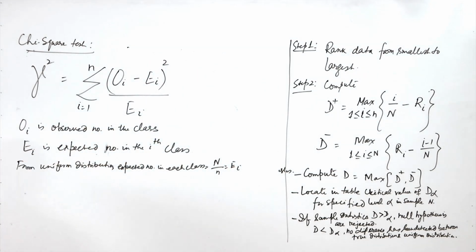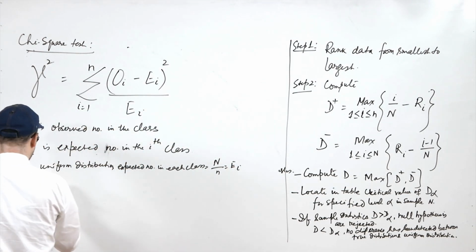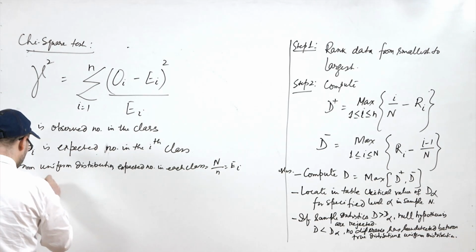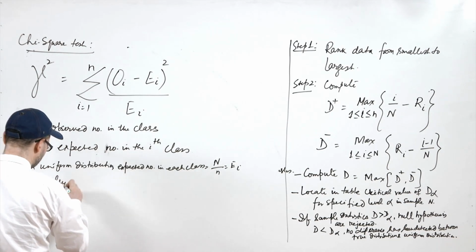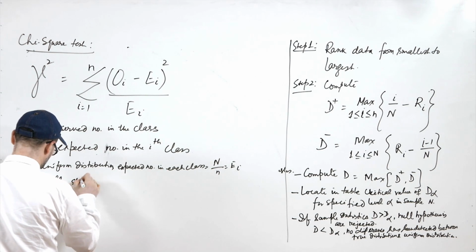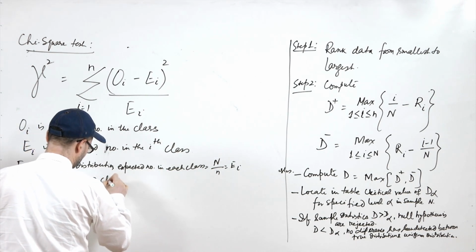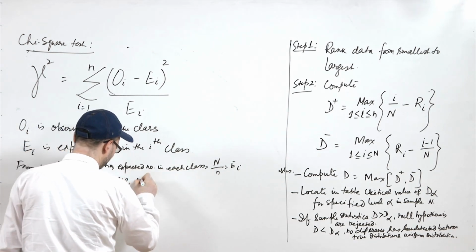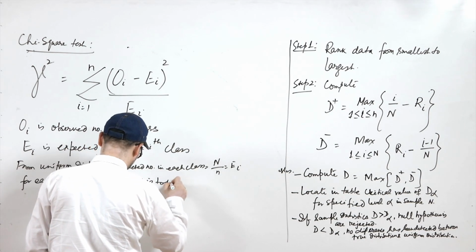Now, you have, for equally spaced classes, n is the total number of observations.